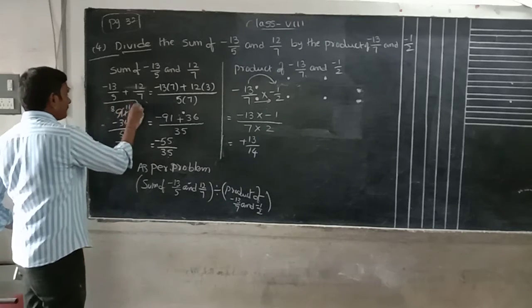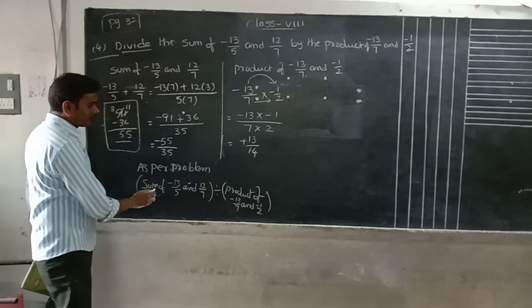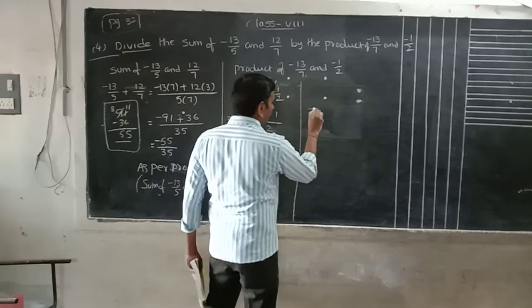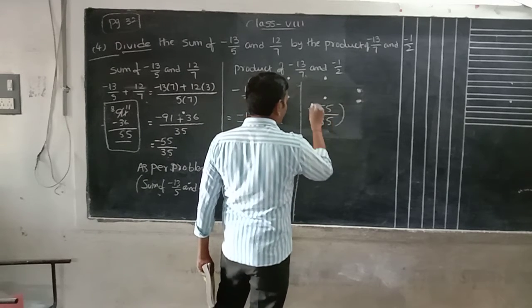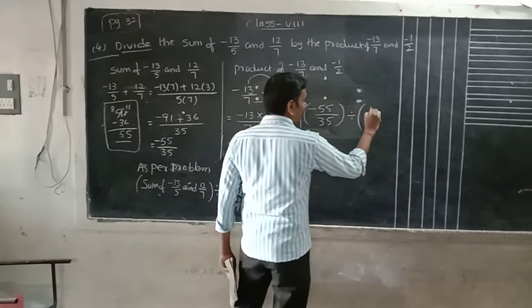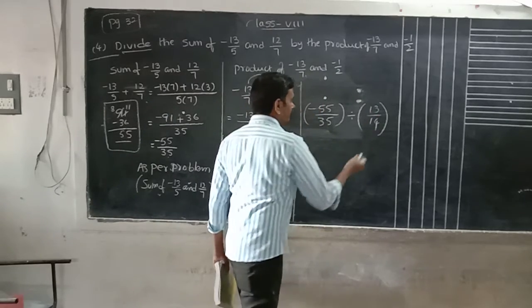No problem with that one. Now replace the values. The sum of these two, how much is it? Minus 55 by 35, divided by the product, how much is it? 13 by 14.